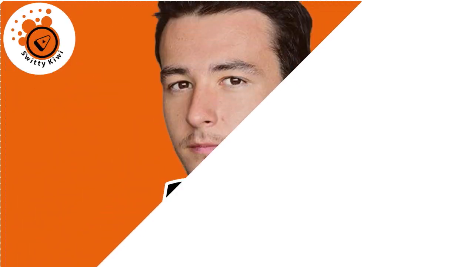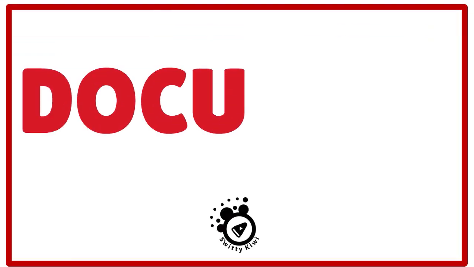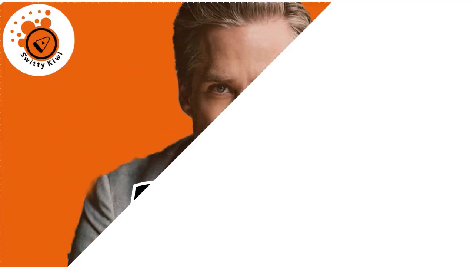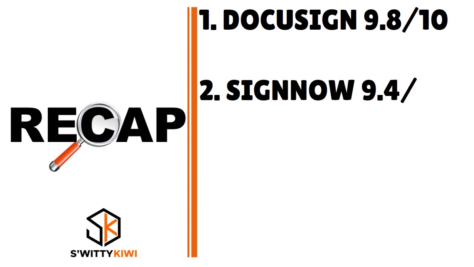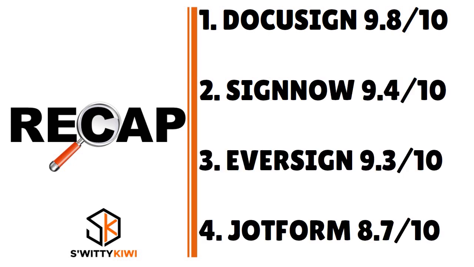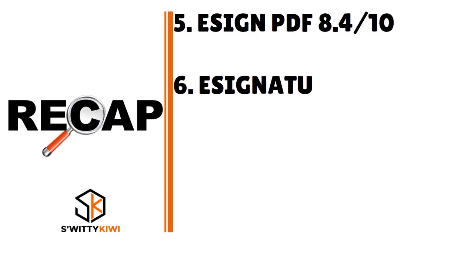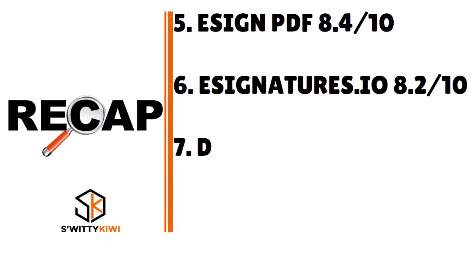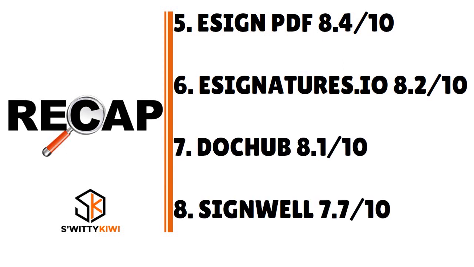After comparing those 8 players, our pick is DocuSign. We have rated DocuSign 9.8 over 10, SignNow 9.4 over 10, Eversign 9.3 over 10, Jotform 8.7 over 10, eSign PDF 8.4 over 10, eSignatures IO 8.2 over 10, DocHub 8.1 over 10, and SignWell 7.7 over 10.